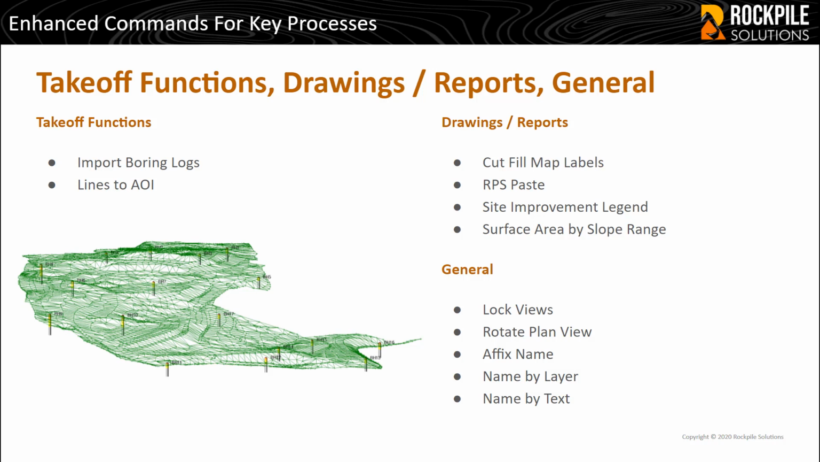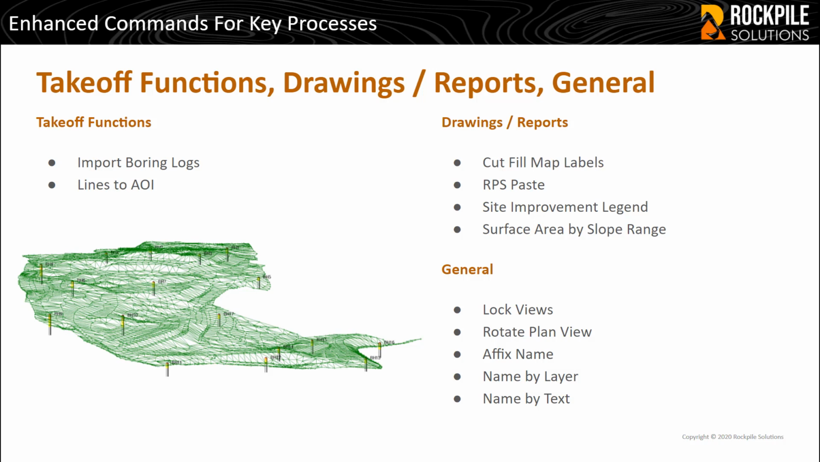Lines to areas of interest will convert any kind of closed area line into areas of interest for the takeoff process. Drawings and reports can be enhanced with cut fill map labels. You get the cut fill map on a grid, but what happens if you want to label specific lines or features and points along a line with text that's aligned to the alignment or aligned to the feature lines that you're labeling. Cut fill map labels will take care of that for you.